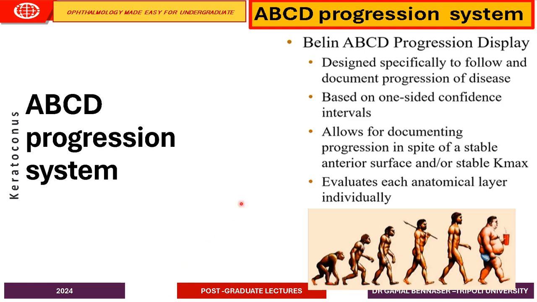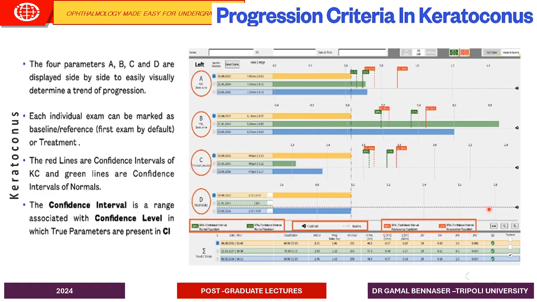We will speak about this later. It allows the documentation of progression in spite of a stable anterior surface or stable Kmax, and it evaluates each layer by layer. So it is a topography-dependent display that documents the progression of keratoconus layer by layer. This is very important because it documents the progression in the anterior surface of the cornea, the posterior surface of the cornea, and also in the thickness of the cornea. And based on the tomography, it determines the statistically significant changes among these layers. So it is a very useful tool to document the progression of keratoconus.